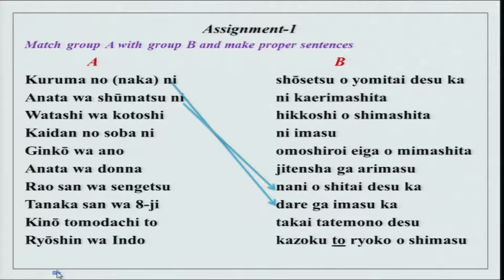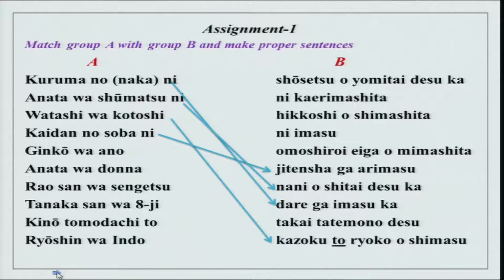Anata wa shumatsu ni nani o shitai desu ka? Then we have watashi wa kotoshi kazoku to ryoko o shimasu. Over here, to is given. You can use watashi wa kazoku to issho ni ryoko o shimasu. That makes it very clear. You can remove the issho ni or put the issho ni over there, whichever way you feel comfortable.